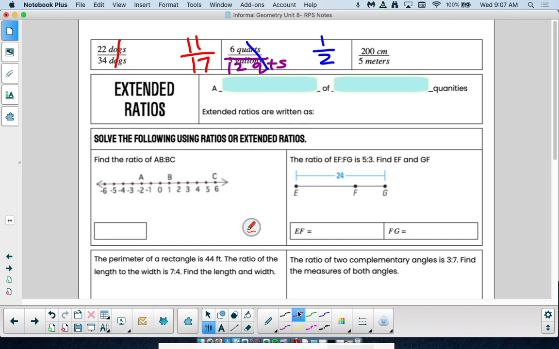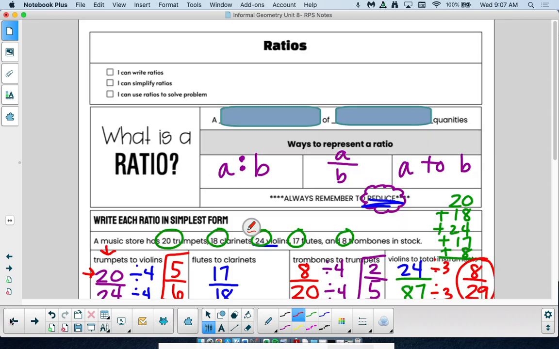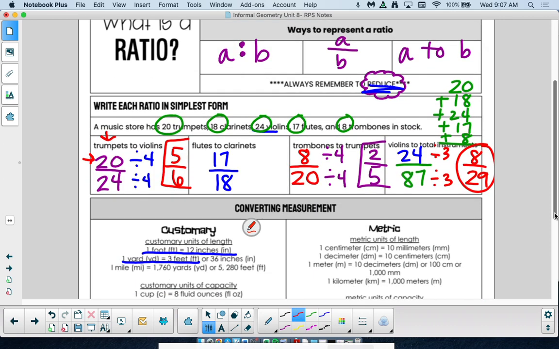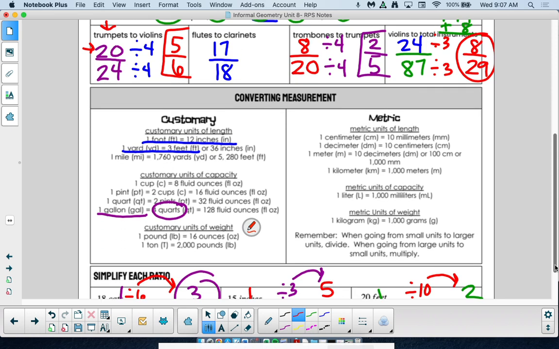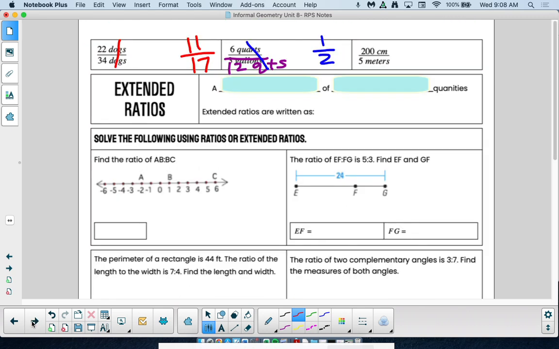Last one like this, folks, 200 centimeters over 5 meters. Again, we've got to convert meters. Okay, here we go. 1 meter is equal to 100 centimeters. So if I have 5 meters, 5 times 100 is 500 centimeters. Cross off your centimeters. Now simplify 200 over 500. So again, in your calculator, 200, the ABC button, 500, equals 2/5.